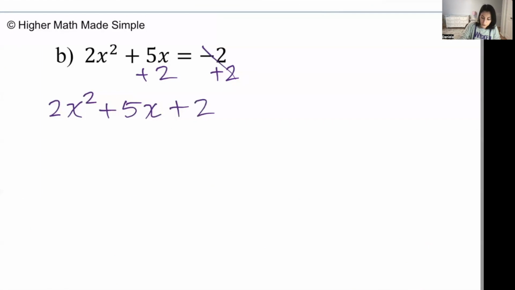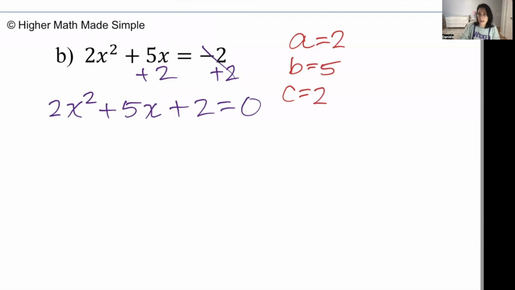So now that it's equal to 0, you can now identify what's A, what's B, and what's C, right? So A would be 2, B is 5, and C is also 2. Next, you're going to multiply A times C together. So 2 times 2 is 4, and then you're going to be doing a factor tree of that. As I said before, you can do this part in your head, but I'm just showing everything visually.